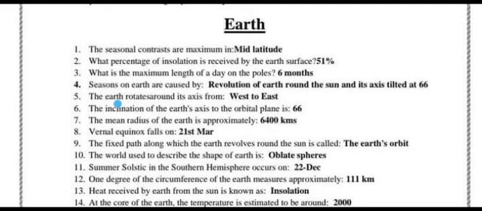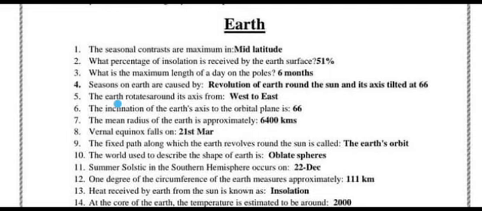66. The Earth rotates around its axis from west to east. The inclination of Earth's axis to the orbital plane is 66. The mean radius of the Earth is approximately 6,400 km. Vernal equinox falls on 21st March.